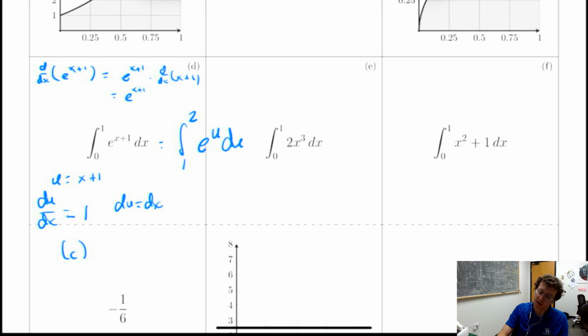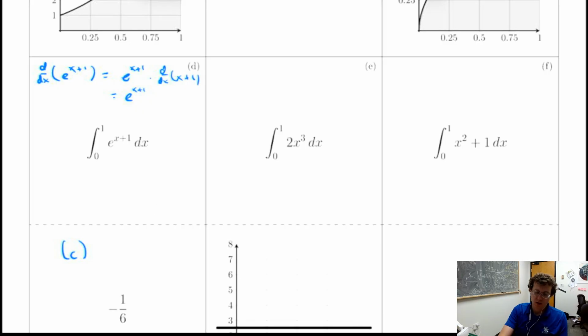But again, this is just a preview. We will see a lot more u substitution. Did I say next week earlier? Not next week, but the week after that when we come back after a break.